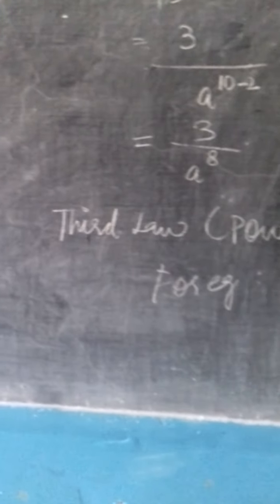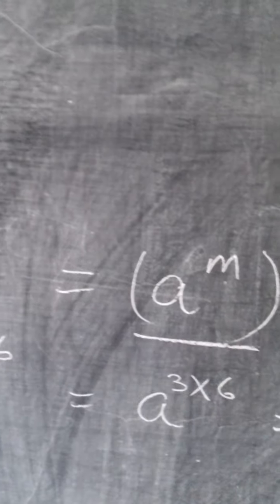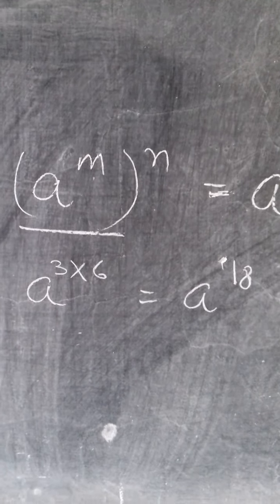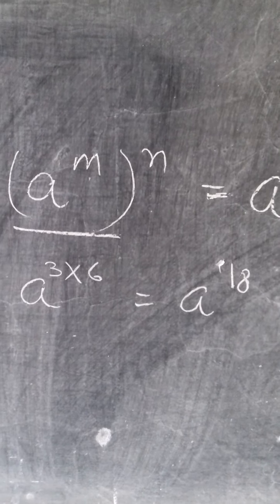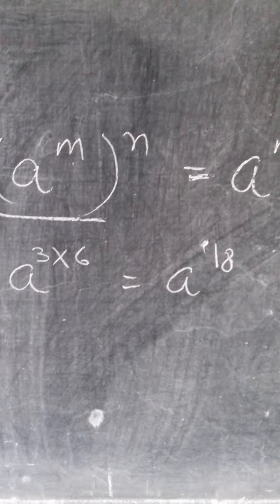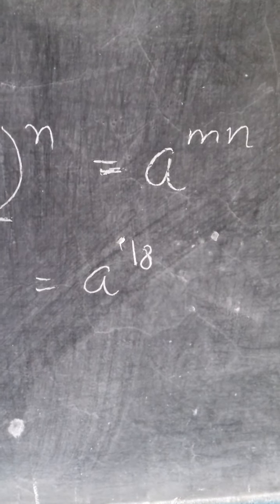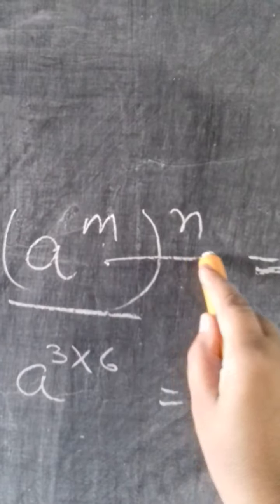And now the third law is our power law. When there is a base to the power m and one more power outside the bracket, that means a number in index form is raised to another index, then the base is raised to the product of these two indices. You will open the bracket and multiply these two powers. Did you get my point?